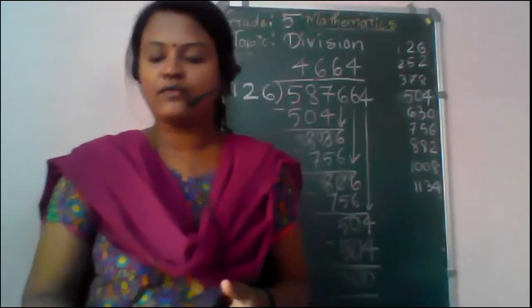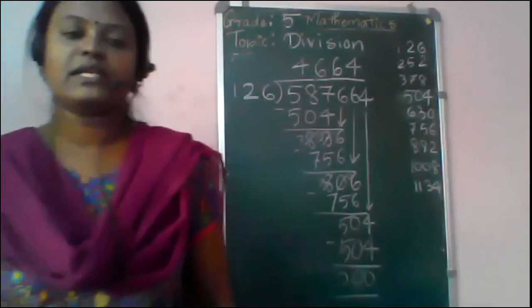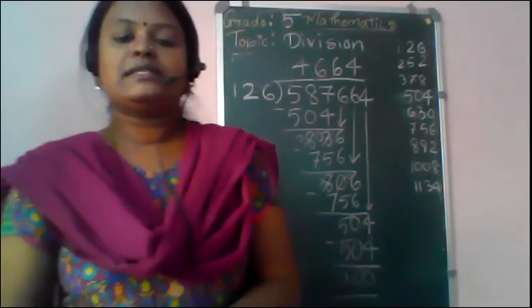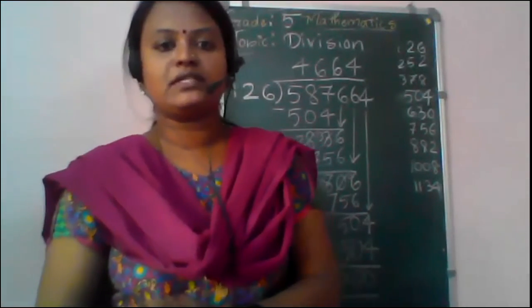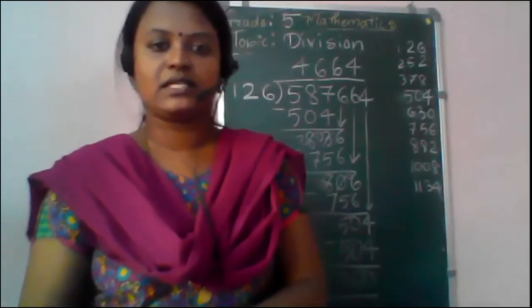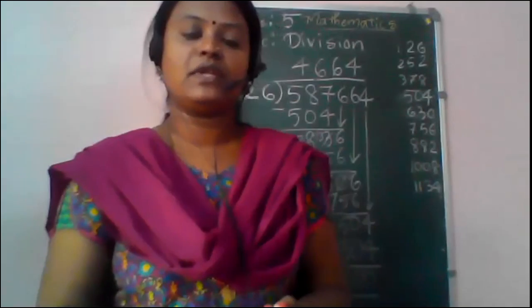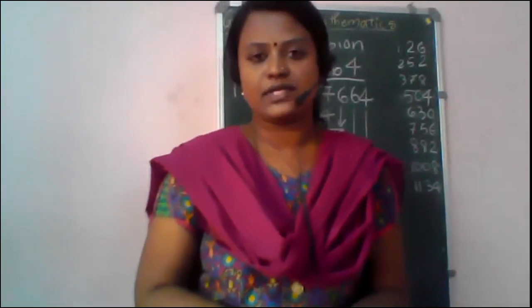So in this way, we have learned the story sums on division of 6 and 7-digit numbers with 2 and 3-digit numbers. Also, we have learned how to divide a number wherein we need to place 0 in the quotient.